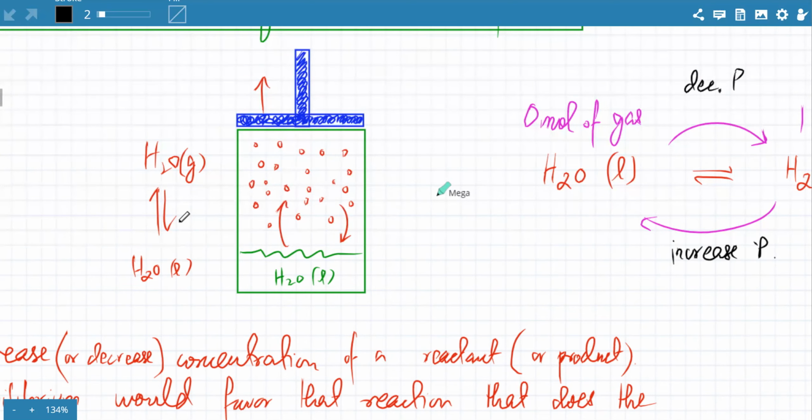Then it'll go more from gas to liquid. So condensation would speed up, right? Yeah, because there are so many water vapors. And if condensation speeds up, then the amount of water molecules would start to decrease, right? So if I try to decrease something, it tries to make it again. If I try to increase something, it tries to decrease it. Okay, so that's what's happening here.